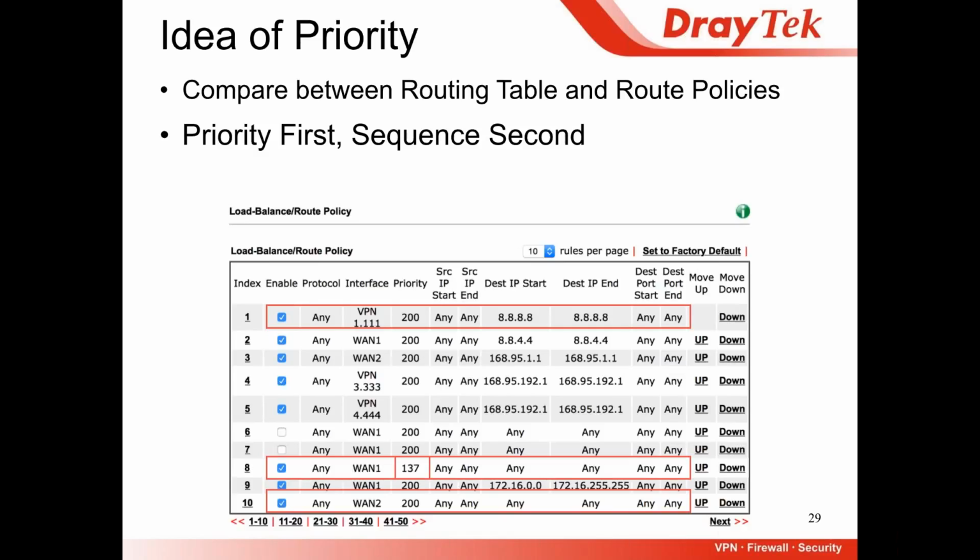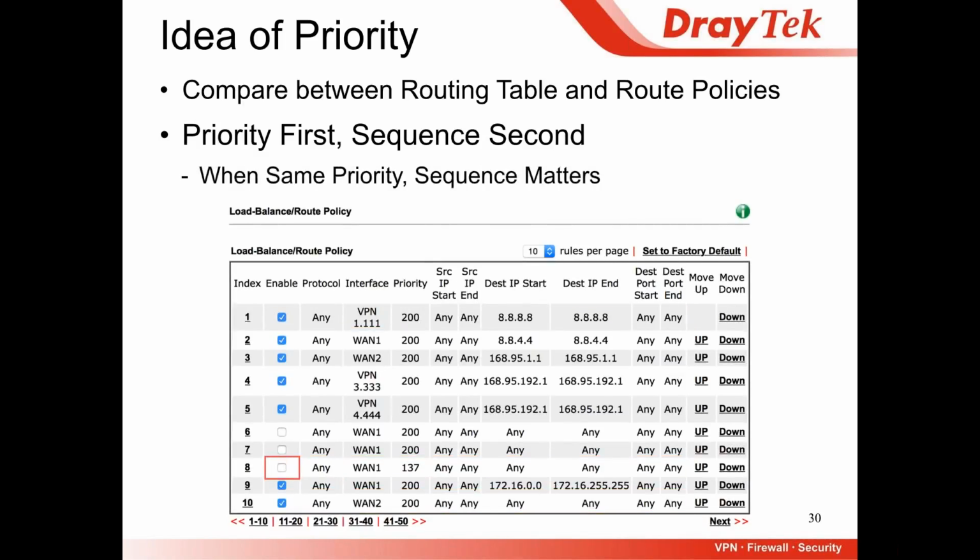Since index 8 has priority as 137, the router will choose this one and send the traffic to WAN1. So this is the idea of priority first. But if we disable this policy, in this case, the router will choose index 1 instead of index 10, since index 1 is the first policy we matched. So let me emphasize again. First, we check the priority, and if there is more than one policy having the same priority, we check the sequence.